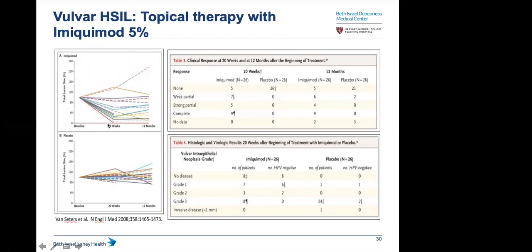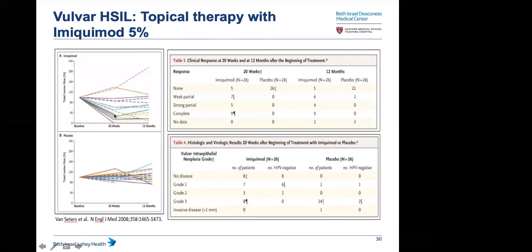And then patients were evaluated every 4 weeks during the study. This reports the change in the size of the lesions at 20 weeks, and then they followed the patients out to 12 months. And here we see that the size of the lesions is decreasing in a majority of the patients who are exposed to imiquimod as opposed to placebo in the panel below.